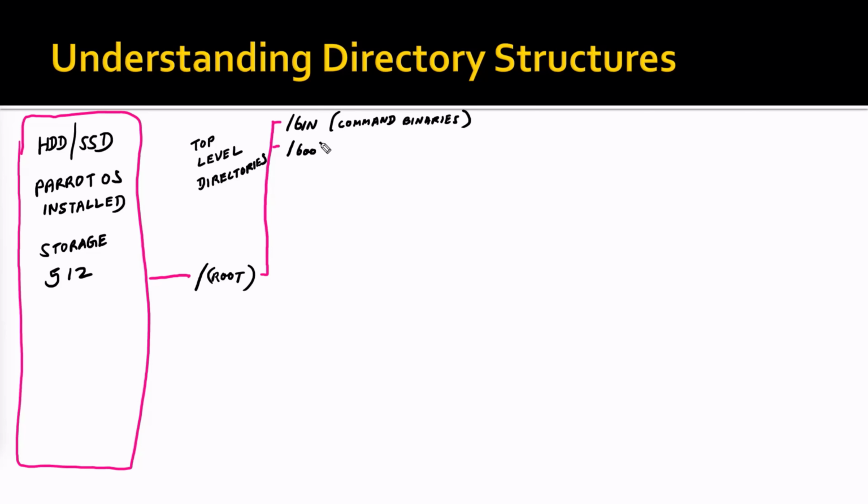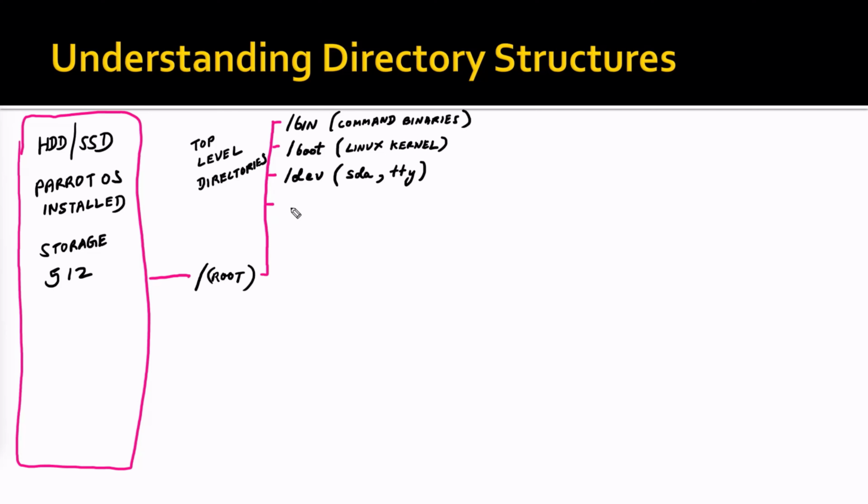/boot holds files needed for booting the system, including the Linux kernel, initial RAM disk, which is also known as initrd or initramfs, and bootloader configuration files. /dev contains device files that represent hardware devices. Examples: /dev/sda for a disk or /dev/tty for terminal devices and virtual devices.